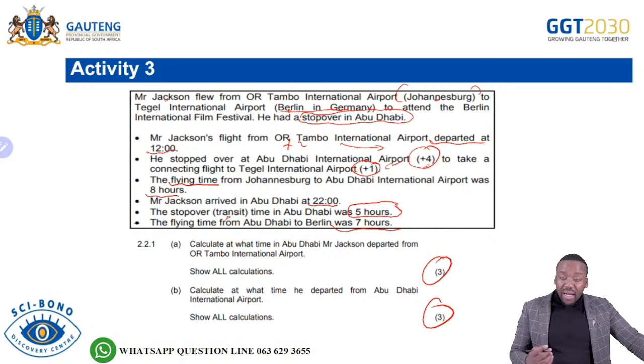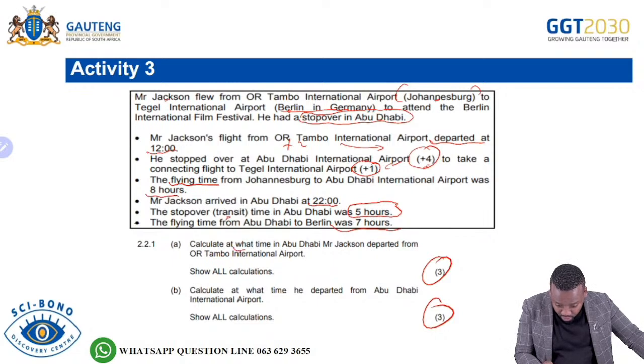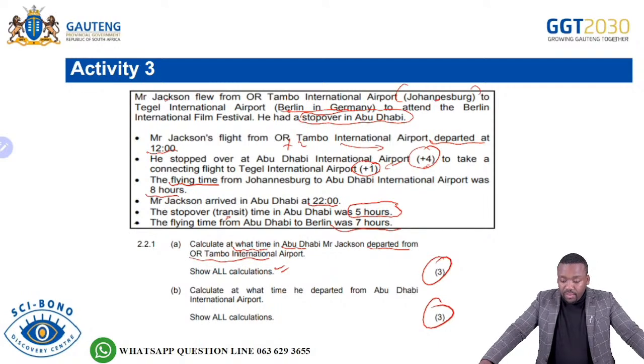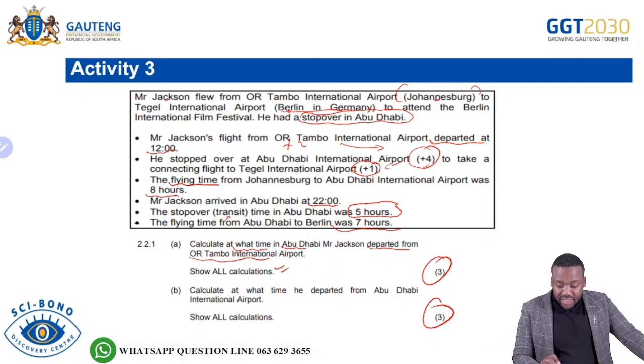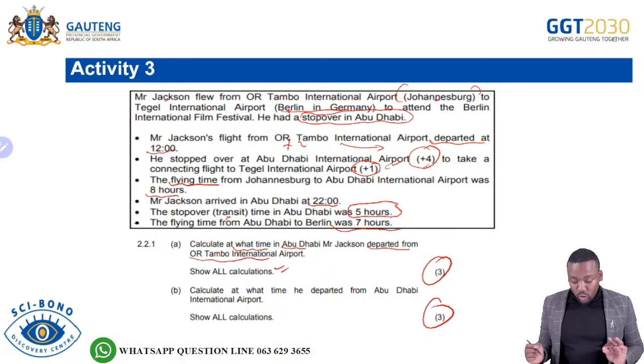So highlight all the facts before you move to answer. Then we've read our statements, we have highlighted our points. You're using your pencils, remember, the question paper. 2.2.1. Calculate at what time in Abu Dhabi Mr. Jackson departed from OR Tambo? Show your calculations. Mr. Jackson's flight from OR Tambo departed at 12 o'clock. Meaning, if it was 12 o'clock in South Africa, what time was it in Abu Dhabi? That's what they wanted. Let's try to do it.